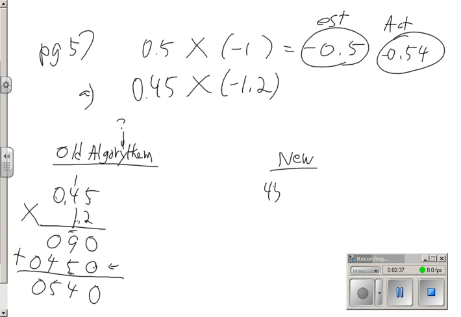Now the new algorithm is a little bit simpler. I like it a little bit better. I just take my digits without my 0, and I go 2 times 5 is 10, carry my 1 down. Then I go this way. 1 times 5 is 5. 4 times 2 is 8. That adds up to be 13, plus my 1 is 14. And finally, 1 times 4 is 4, plus the 1 is 5. And I get the same answer, 540. Look at my estimation. My decimal goes there. I get the same actual answer. So for page 57, the first question, my answer is negative 0.54.